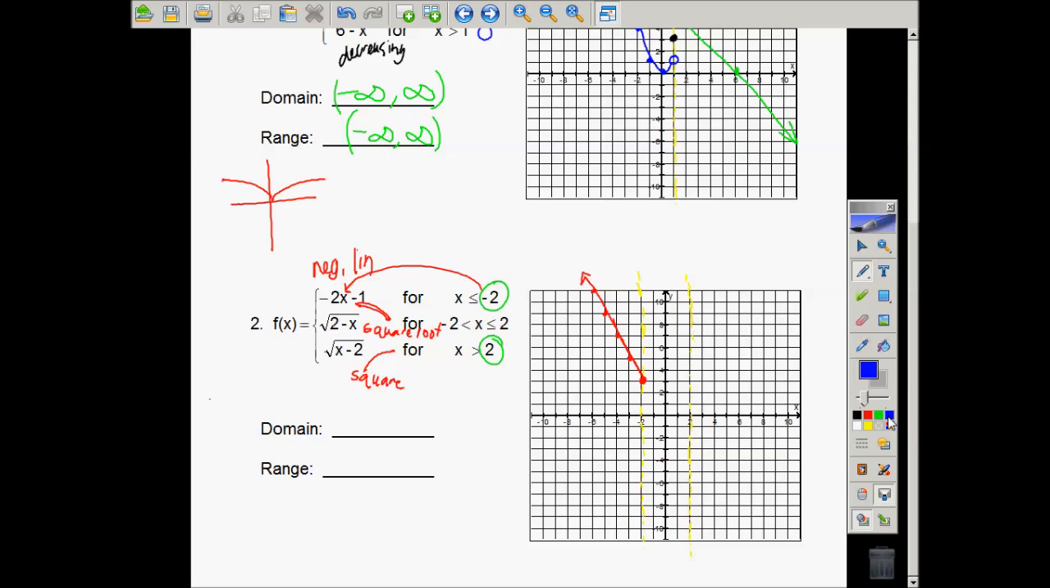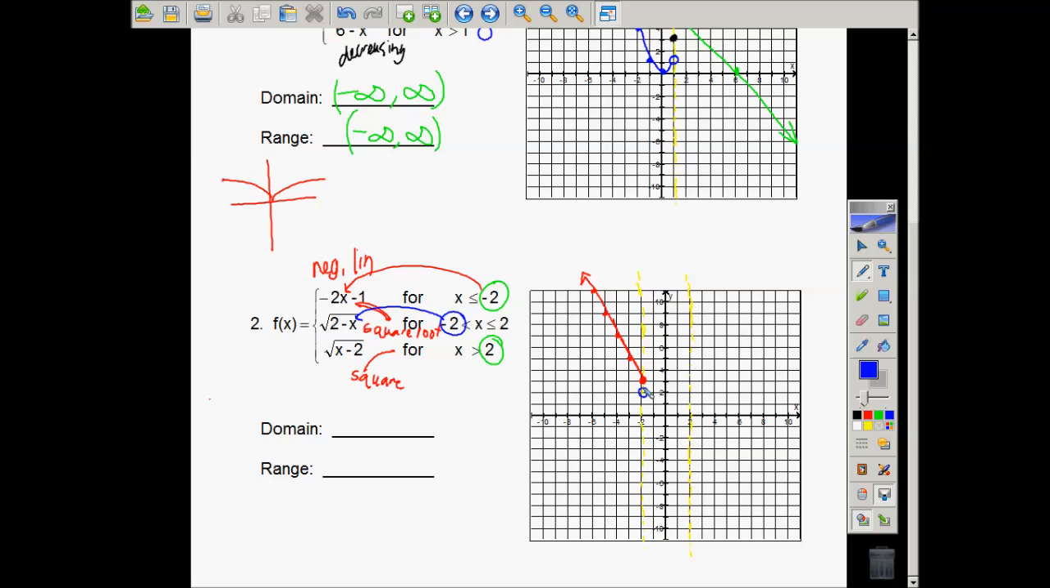So now I'm going to the square root function. The first thing I'm going to plug in is -2. 2 minus -2 is 4. Square root of 4 is 2. So with -2 I go to 2. Am I open or closed there? Open, because this one does not have a bar underneath.